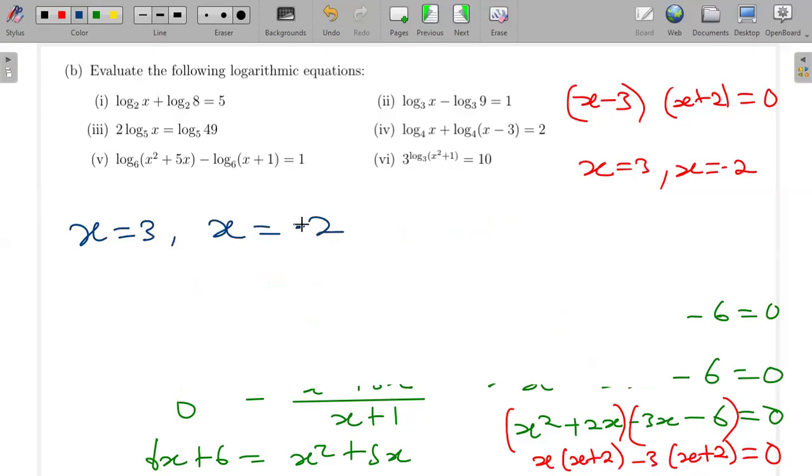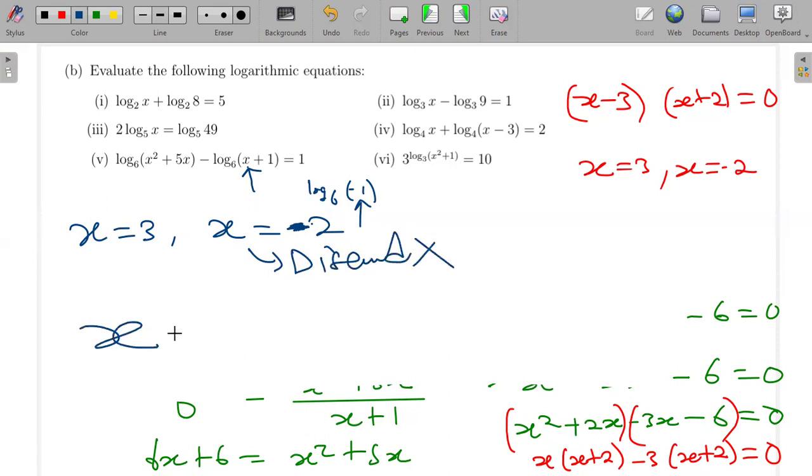So here we have to choose one answer which is valid. Okay, so for logarithms, whenever you get a negative answer, it won't be valid as long as it's linear like this one here. So if I put a negative 2 there, it will be log of 6 times minus 2 plus 1, which is minus 1. So log of a negative number does not exist. So we're going to discard this answer here. Okay, we discard it. So our only answer will be x is equal to 3. This one here.